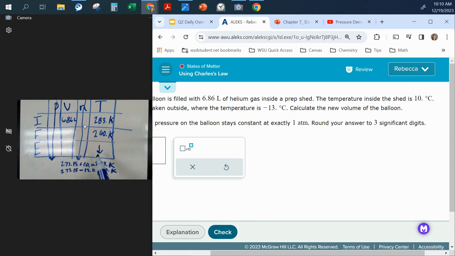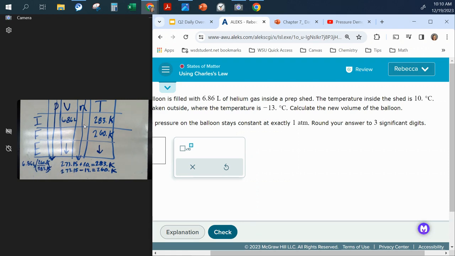If our temperature goes down, just like that person at USU, if your temperature goes down, then the volume should also go down. So we're going to start with our volume, 6.86 liters. And then we're going to multiply that by these numbers. And we just said if the temperature goes down, then we're going to put the smaller value on the top of this fraction and the bigger value on the bottom. And we'll end up with liters.